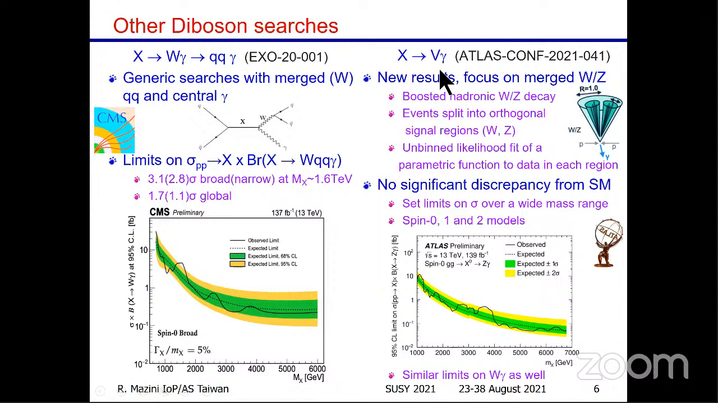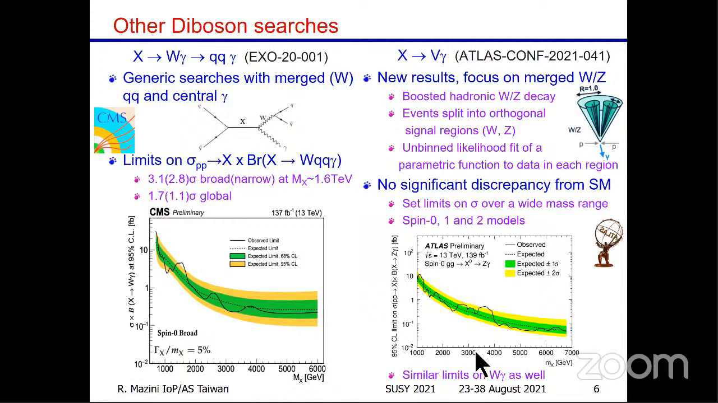ATLAS did something similar, but for both W and Z, using boosted hadronic decay. The events are split into orthogonal signal regions in order to separate the two vector bosons, and the profile likelihood is used in each region. There is no significant discrepancy with respect to the Standard Model, and as you can see from the bottom right figure here, the observed limits are within the plus or minus 1 or 2 sigma bands. This allows setting limits over a wide mass range, and also considering different models for the resonance being searched, either spin 0, 1, or 2, depending on the models considered. So this plot is for V gamma, and similar limits also exist for the W gamma.